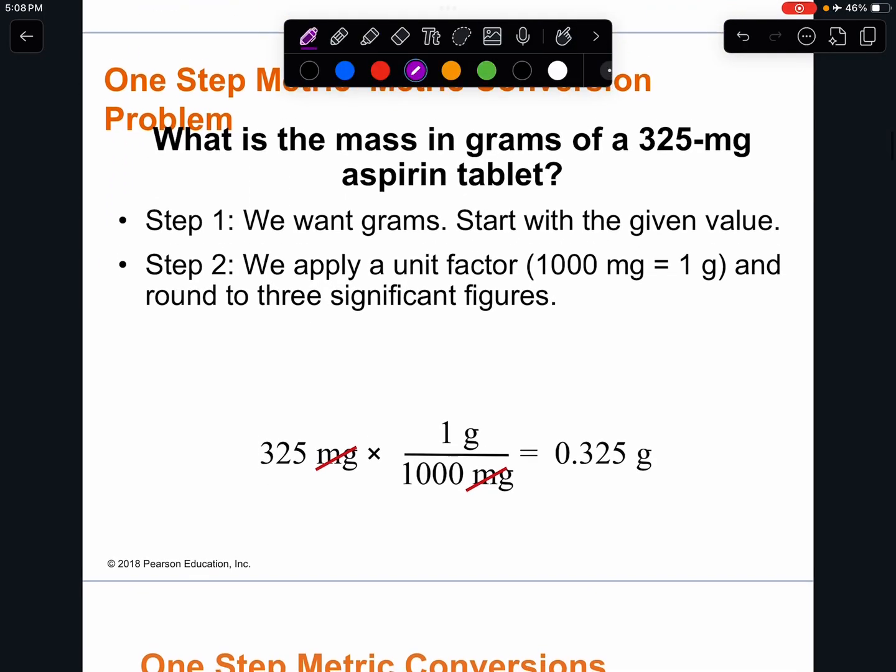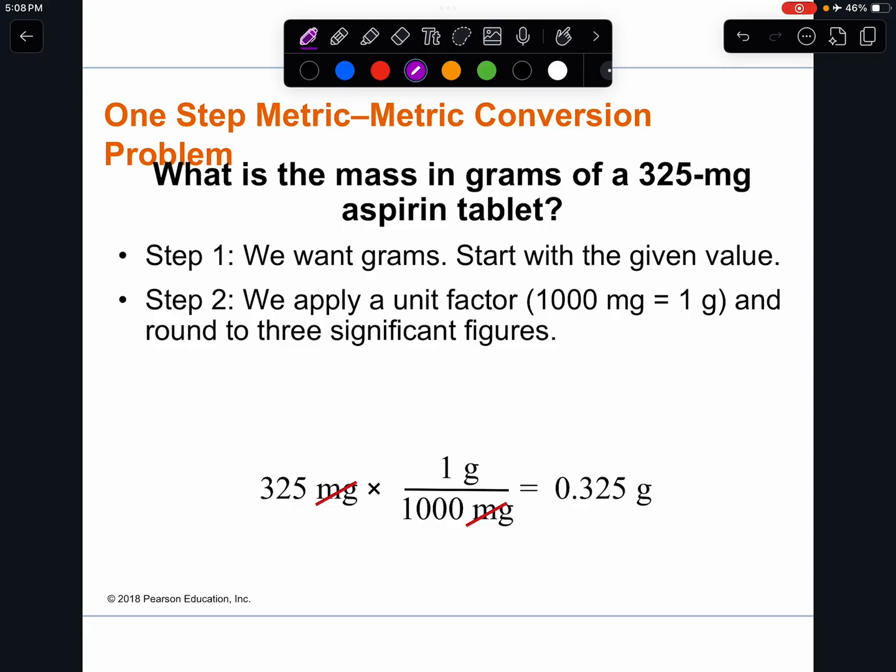So here is our first example with dimensional analysis. This is considered a one-step problem. What is the mass in grams of a 325 milligram aspirin tablet? So when we start with a dimensional analysis problem, we always want to write what we're starting with.